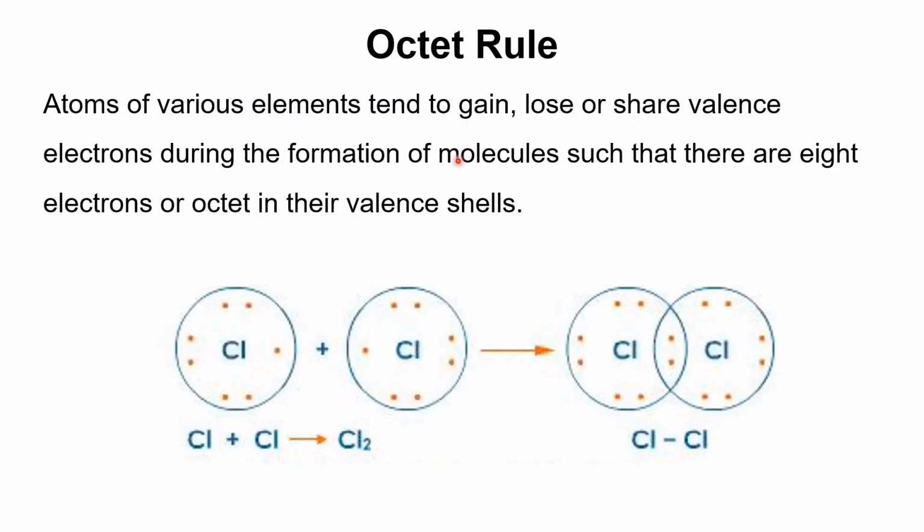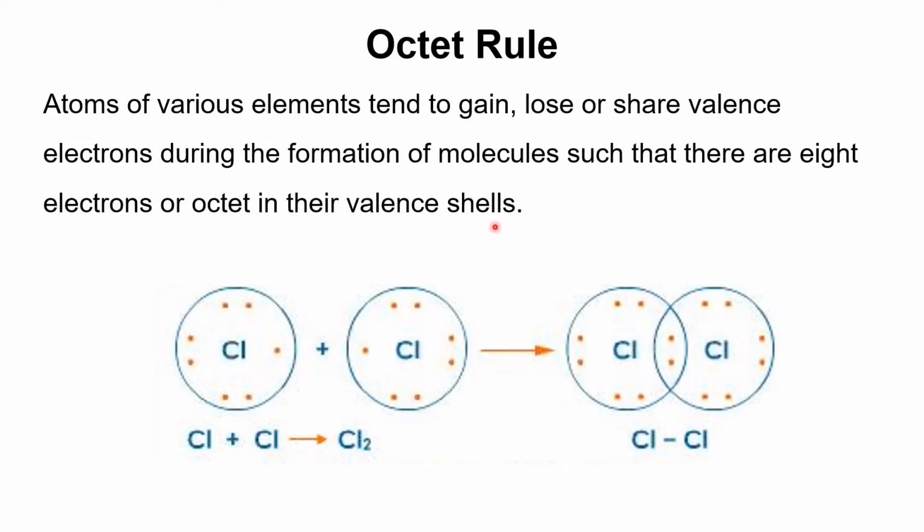Before moving to how to draw the Lewis diagrams for different molecules, let me first start with a very important rule, called the octet rule. According to this rule, atoms of various elements tend to gain, lose or share valence electrons during the formation of molecules such that there are 8 electrons, or an octet, in their valence shells.